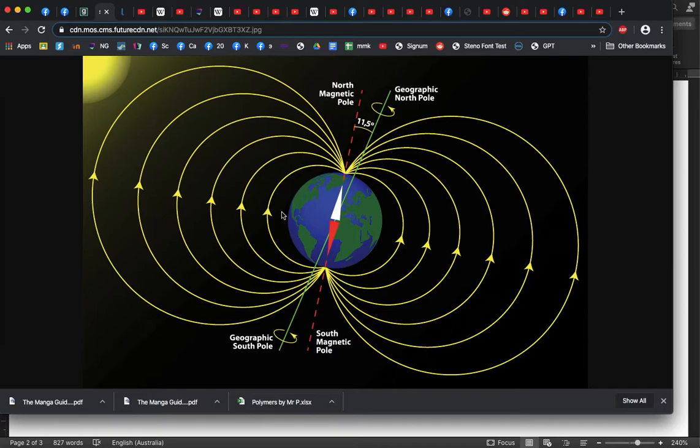Well, the first thing we need to look at is that magnets travel in lines, right, multiple lines. So this is the Earth's magnetic pole. We're just giving you that to start off with.